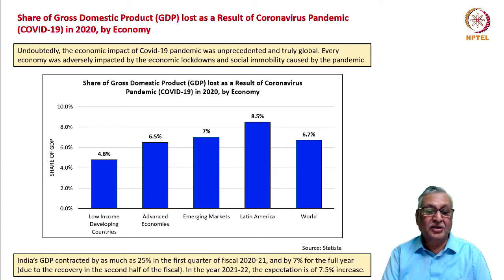Every economy was adversely impacted by the economic lockdowns and social immobility caused by the pandemic. India's GDP contracted by as much as 25% in the first quarter of fiscal 2021 and by 7% for the full year due to the recovery in the second half of the fiscal. In the year 21-22, the expectation is of a 7.5% increase. Particularly in the first quarter of 21-22, there has been impact due to the Delta wave. Although the country and the broader countries learned how to live with the COVID-19 pandemic, even if it has been there in the spread.